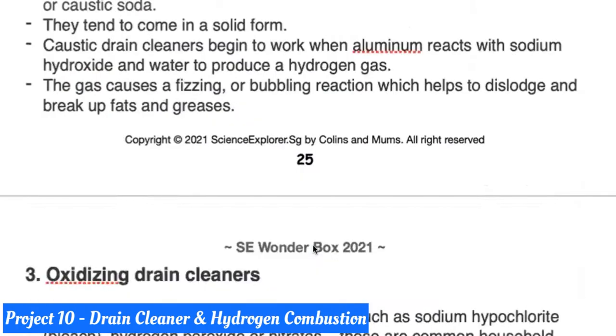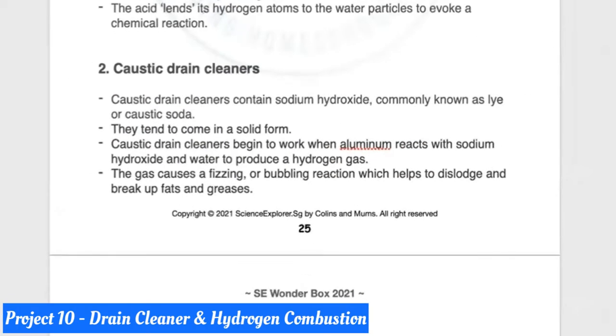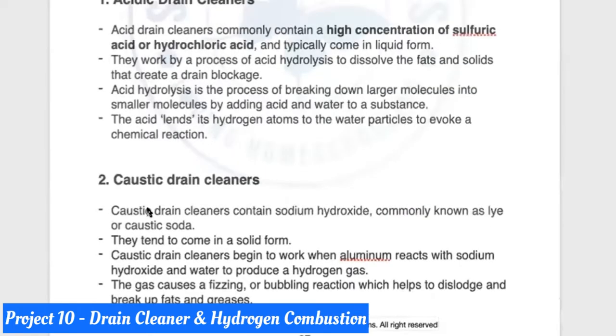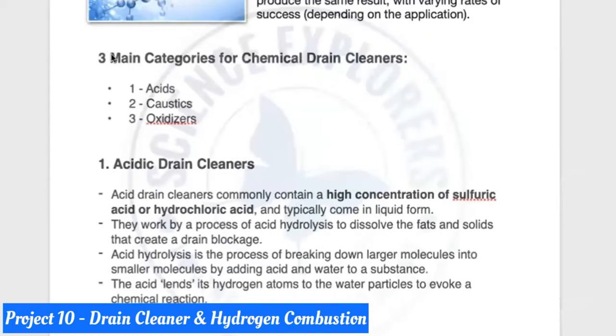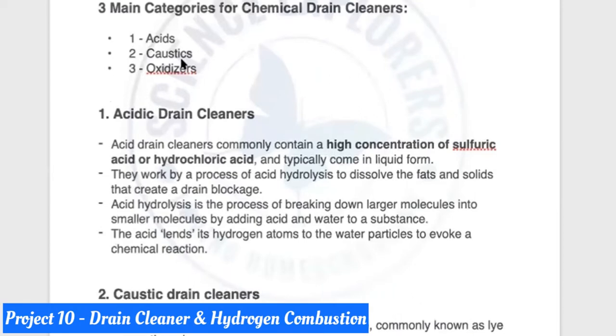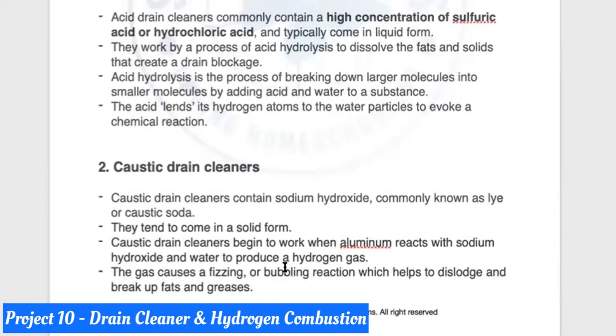Okay, so if you look at this, 1, 2, and 3, which one do you think we are reading today? Oxidized. Yes, 1, 2, and 3. Which one do you think we're reading today? I think it's 2. Why do you think it's 2? Because I guessed it. We are going to do 2 because that's where we collect our hydrogen gas here.